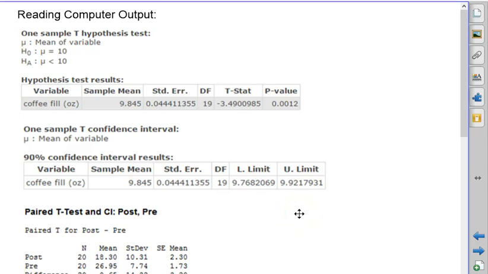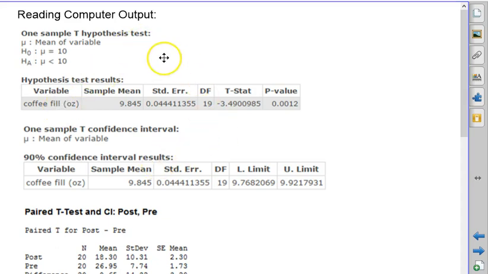One thing that is important to be able to do in statistics is to read computer output from statistical programs, because in real life statisticians aren't using a graphing calculator. They're going to be using computers to do their statistical data processing. So let's take a look at a couple of different statistical programs and how they would do a t-test or an interval. So this is the example from the coffee fill.